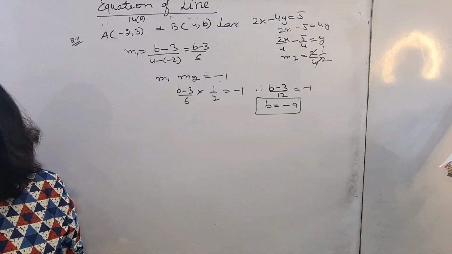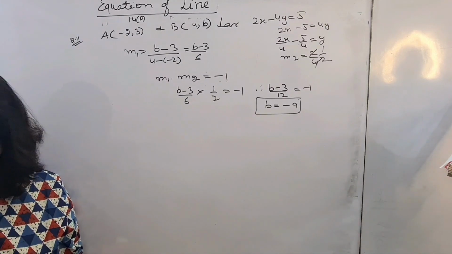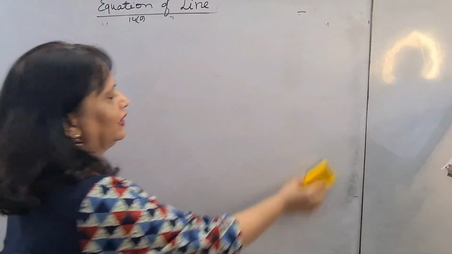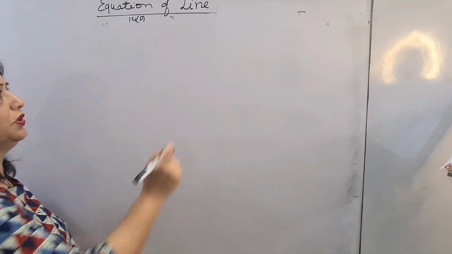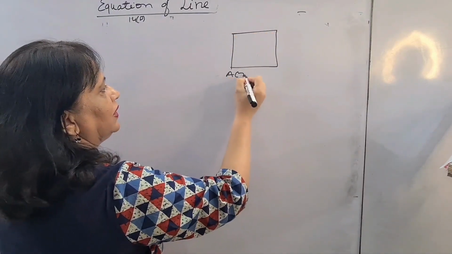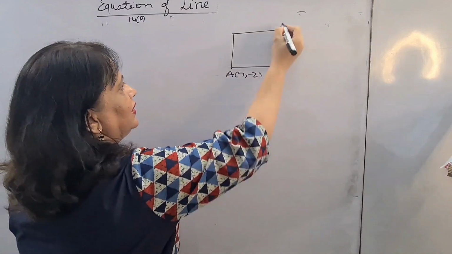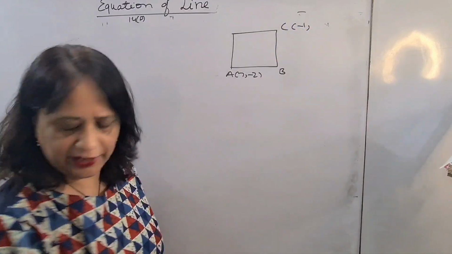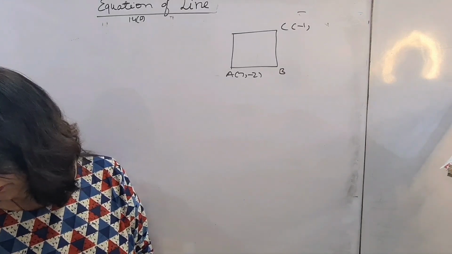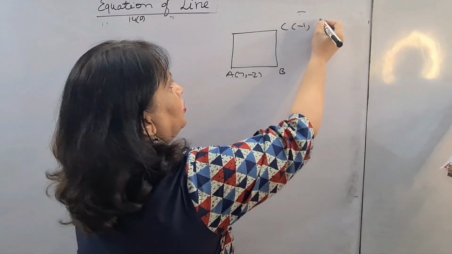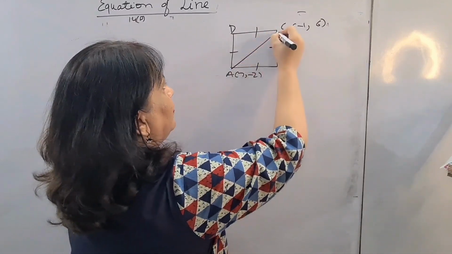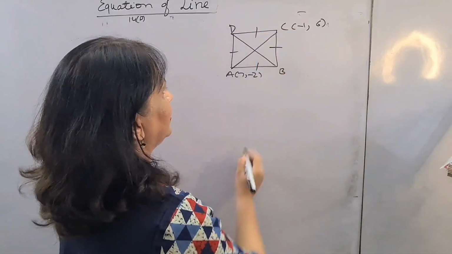Then come to question number 18. A is (7, minus 2), a very simple one again. B is not given, C is (minus 1, minus 6), and D is also not given, and there is a square given. There must be some reason for giving a square here.